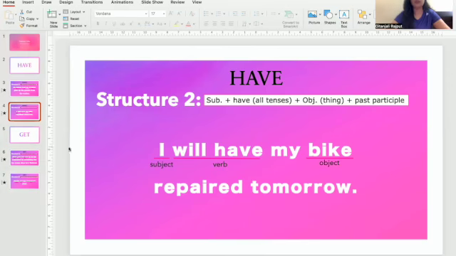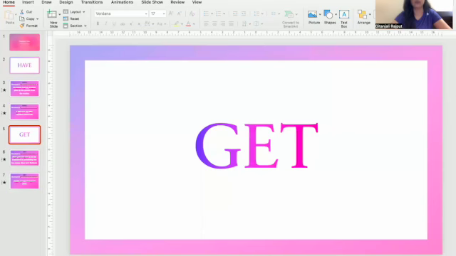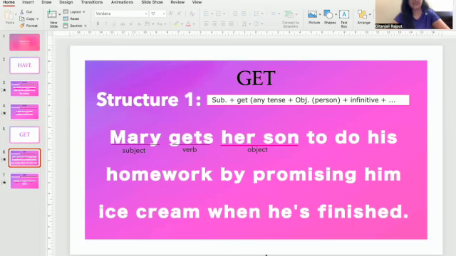Now, moving on to another very important causative verb. This verb is called get. Now, get as a causative verb means to convince, persuade, or trick someone into doing something. You sometimes pay for the action too. Now, again, we have two structures for get.